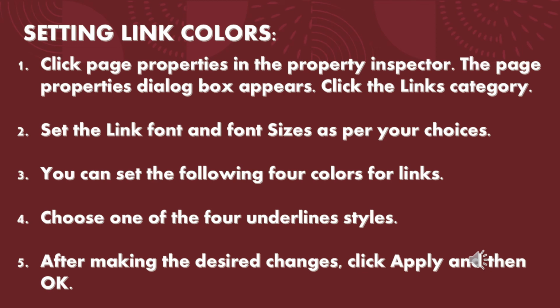Setting the link colors. You can control the colors the links on the web page show up in, as described below. Click Page Properties in the Property inspector. The Page Properties dialog box will appear. Then click on the Links category. Set the link font and font size as per your choice. You can also set the 4 colors for links: link color, visited color, rollover link and active link.